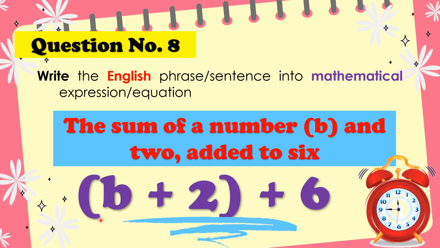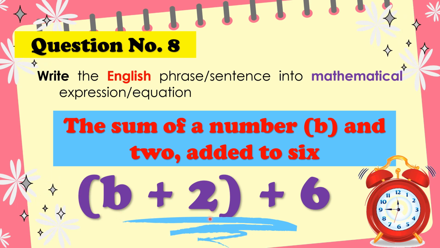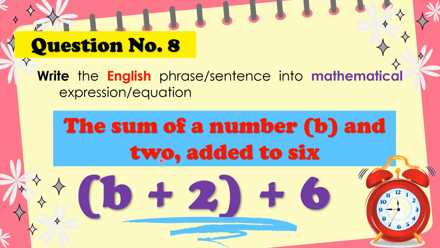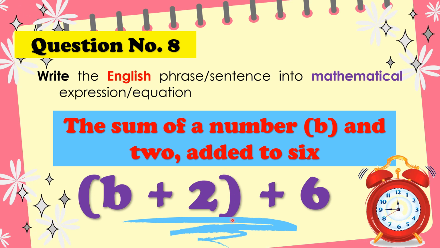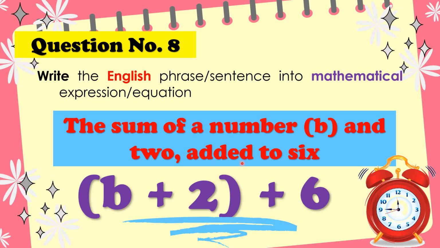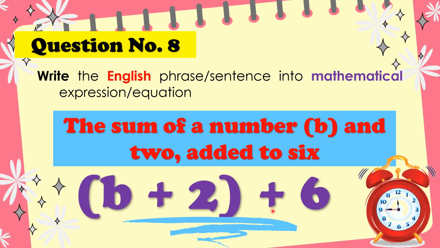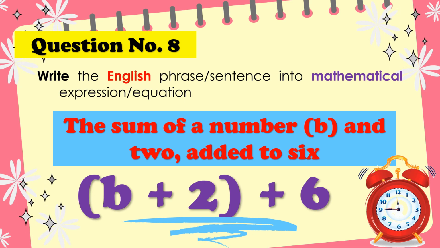So, the quantity b plus 2. Yun yung nasa loob kasi the sum of b and 2. So, ito yung b plus 2 nasa loob ng quantity sign. Dahil added to 6, kaya nagkaroon ng plus 6 sa labas.